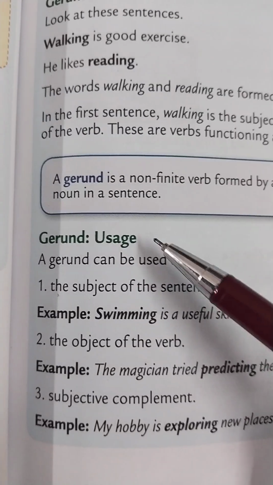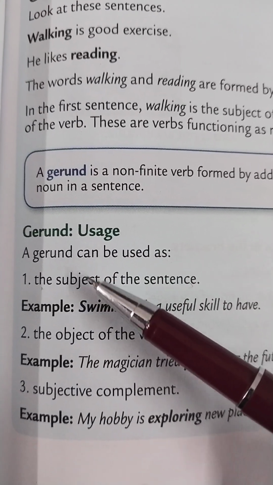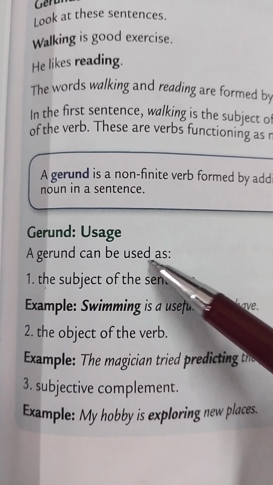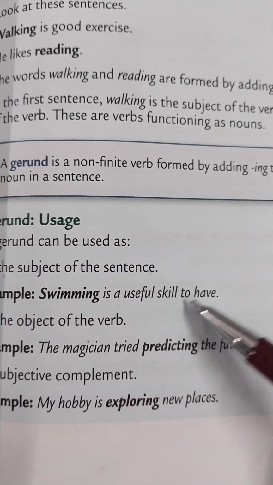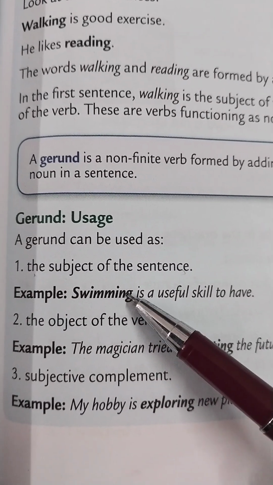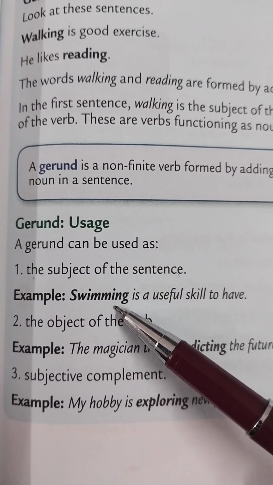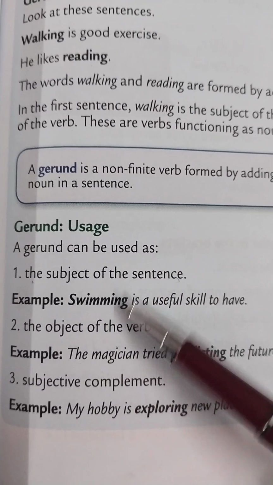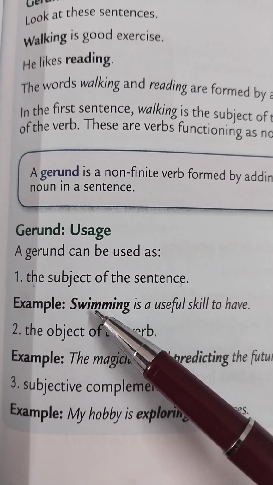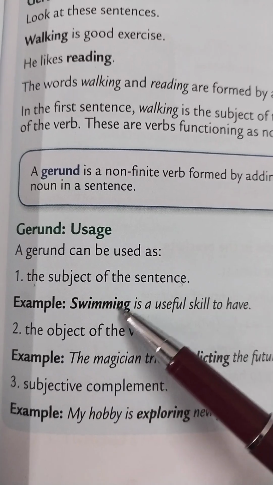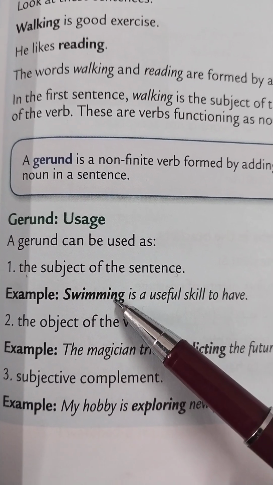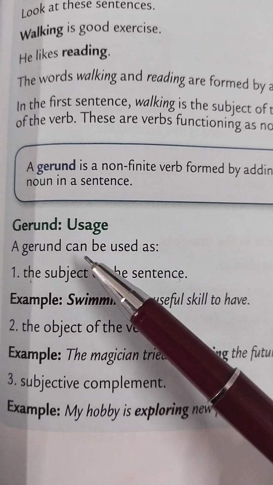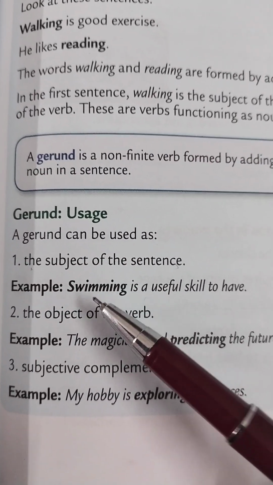Now we will study some of the uses of the gerund. A gerund can be used as a subject in a sentence, like: Swimming is a useful skill to have. In this sentence, swimming, children, is the subject of the sentence and it is a verb, and we have made it a noun by adding ing to it. So that's why it is a gerund, because it is working as a subject in the sentence.